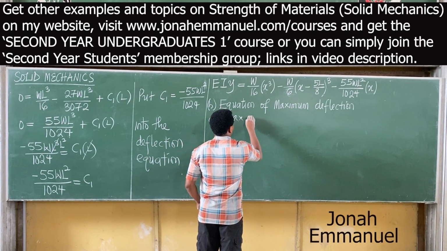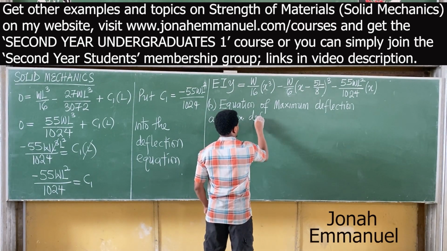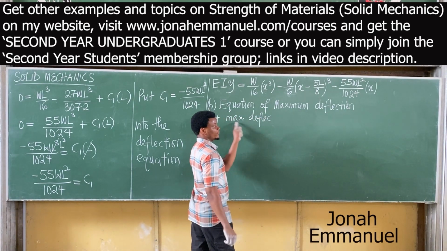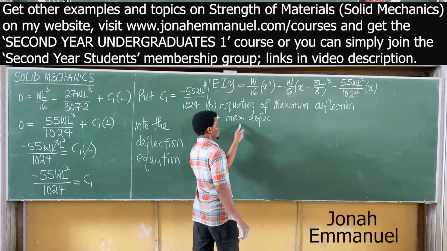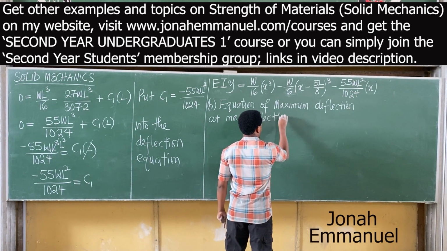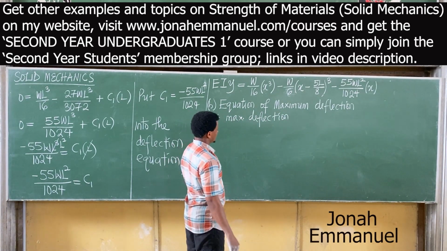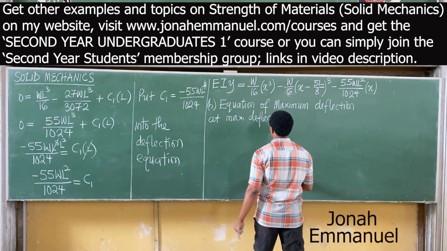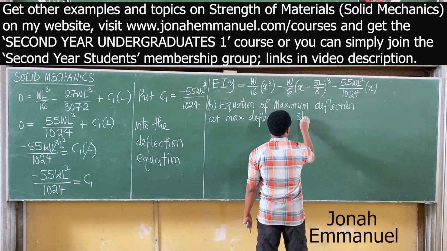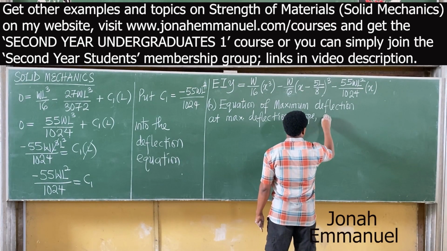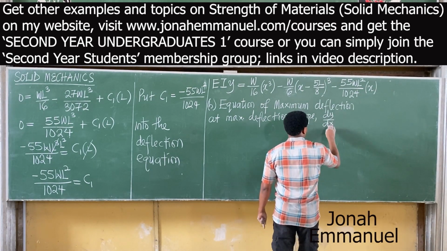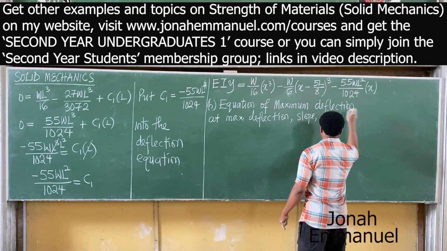At maximum deflection, please write it down. If not, you tell me what max means. You tell me if max is somebody's name. Write: at maximum deflection, slope, that's dy dx, is equal to 0.